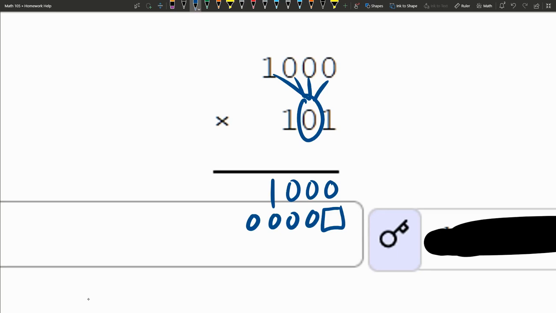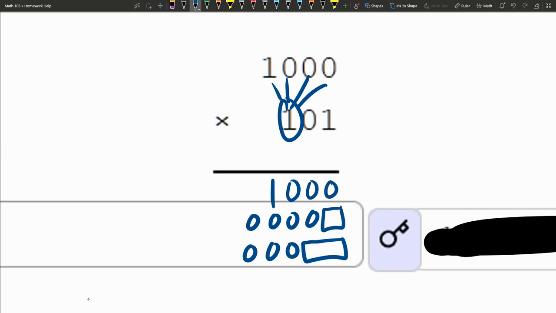All right. Next, you're going to do the biggest digit here. Multiply it by all 4. Now you're leaving two blanks right here. 1 times 0 is 0, 1 times 0 is 0, 1 times 0 is 0, 1 times 1 is 1.